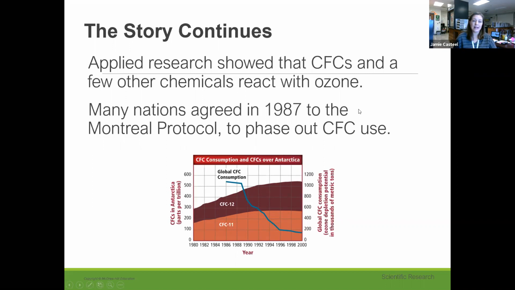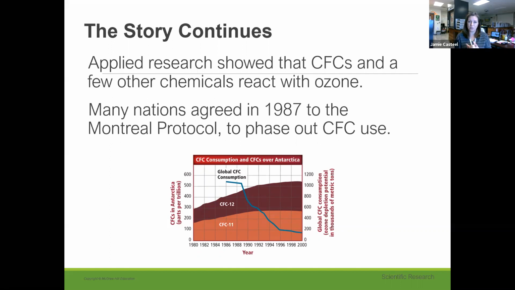All right, so as they've done this research, they've been safe, they've put in all their parameters to make sure they're studying and finding that one correlation they want. Applied research, so trying to solve this problem, showed that CFCs and some other chemicals are reacting with our ozone layer. In 1987, they signed the Montreal Protocol to phase out CFC use.